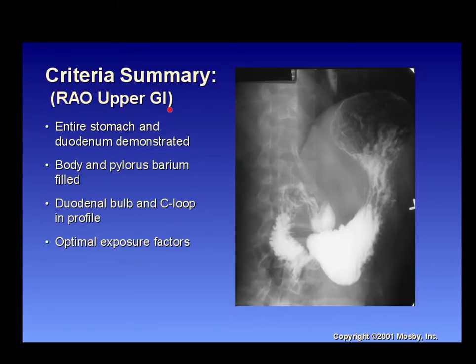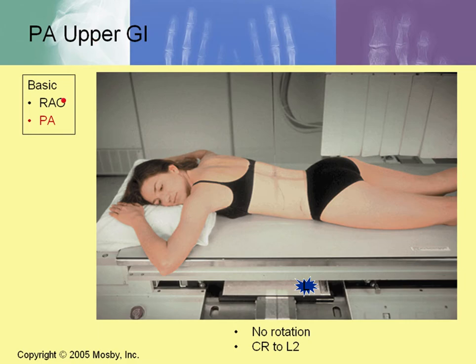The RAO for the upper GI, your entire stomach should be demonstrated. So you've got the entire stomach. They're a little close on this side, close to clipping. So make sure that you are able to visualize the entire stomach, the fundus, the body, the barium-filled distal stomach. The duodenal bulb and C-loop are in profile. So the duodenal bulb and the C-loop are not superimposed. They're in profile. You can see them. They are well visualized.